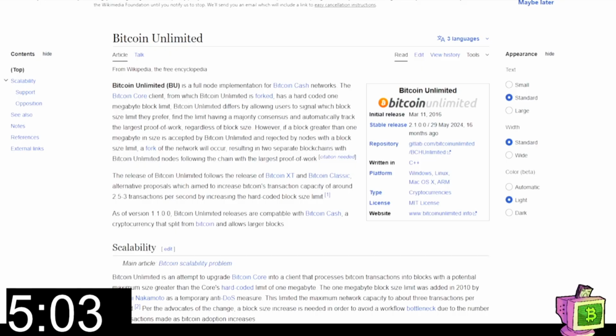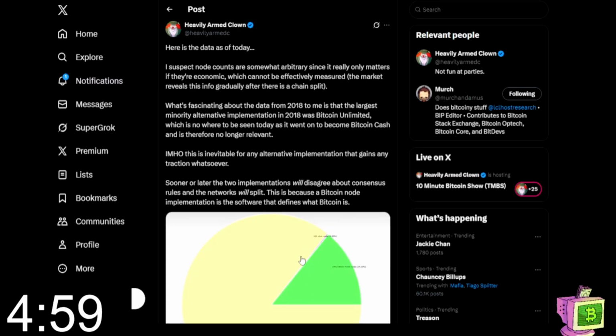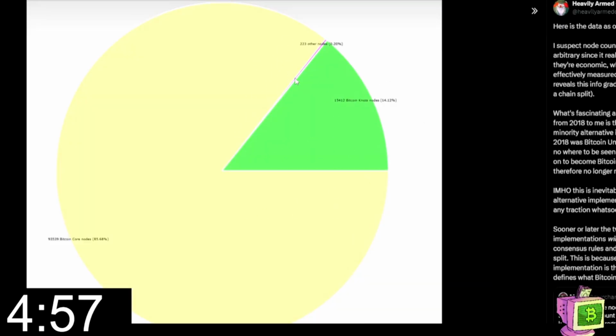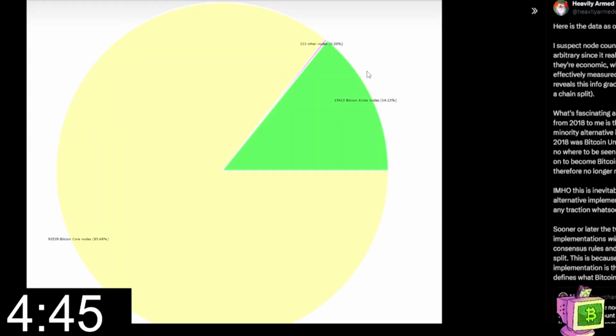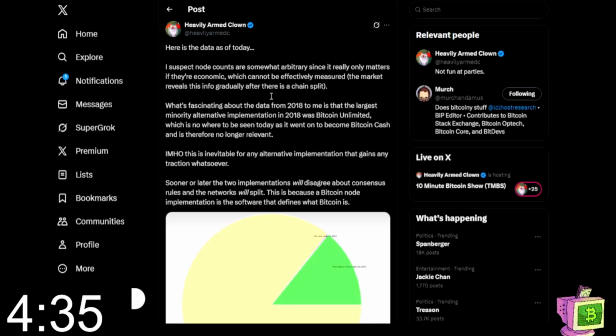And for a while, these two implementations kind of coexisted, and we can see that on this data today, Bitcoin Unlimited is nowhere to be seen. And the reason for that is because in May of 2018, Bitcoin Unlimited became its own separate Bitcoin network. It became Bitcoin Cash. It forked off. And at that point, it no longer really became relevant in this Bitcoin node count because it became its own separate network. Now, my thoughts on this are nuanced, but as follows.